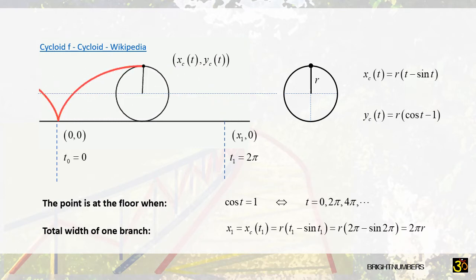In the animated example shown here, the origin is placed at the floor and we assume that the monitored point is there at time 0. The second time that the fixed point hits the floor happens at a distance equal to 2 times pi times r, which follows from a simple calculation. This distance between the 2 touching points thus equals the cycloid branch width, as can be seen from the animation.